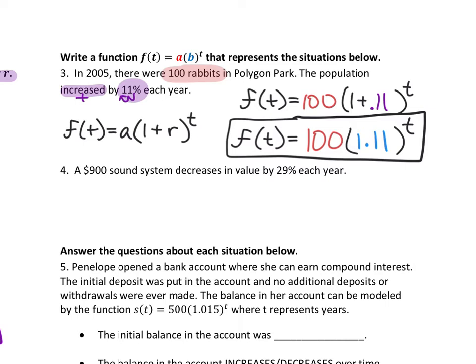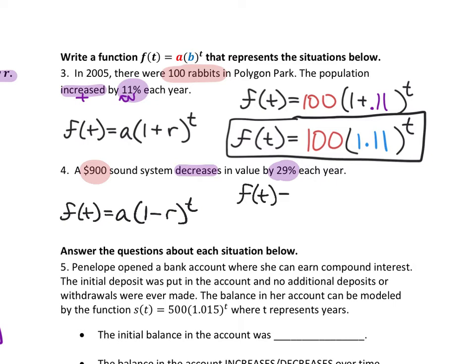Number 4 is pretty much exactly the same thing. It says a $900 sound system decreases in value by 29% each year. Okay, this is how much the sound system was worth, which is way too expensive for a sound system in my opinion, but to each their own. And we know that this is going to decrease in value by 29%. Percentages are my rates, which means they've given me r, not b. So I know that I'm now going to have to fill in the decay function. So I have the details on the inside of this function, but this time I'm decreasing, so I'm going to subtract.